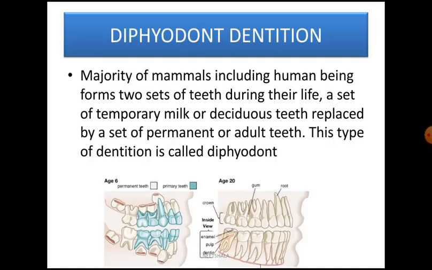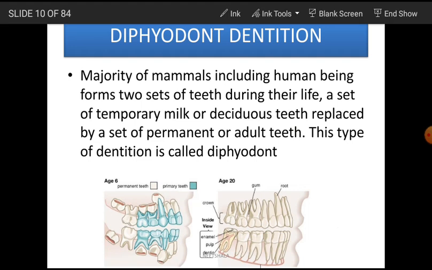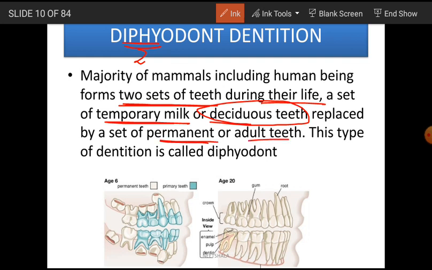Now the second type of dentition is known as diphyodont dentition. Now what do you mean by diphyodont dentition? We know that we are mammals. Like us, the majority of mammals, including human beings, form two sets of teeth. Diphyo means two. So we have two sets of teeth during our lifetime. The first one is the set of temporary teeth, also known as the deciduous teeth, which we have in our childhood. And when we become adults, it is replaced by a set of permanent teeth, which is also known as the adult teeth.